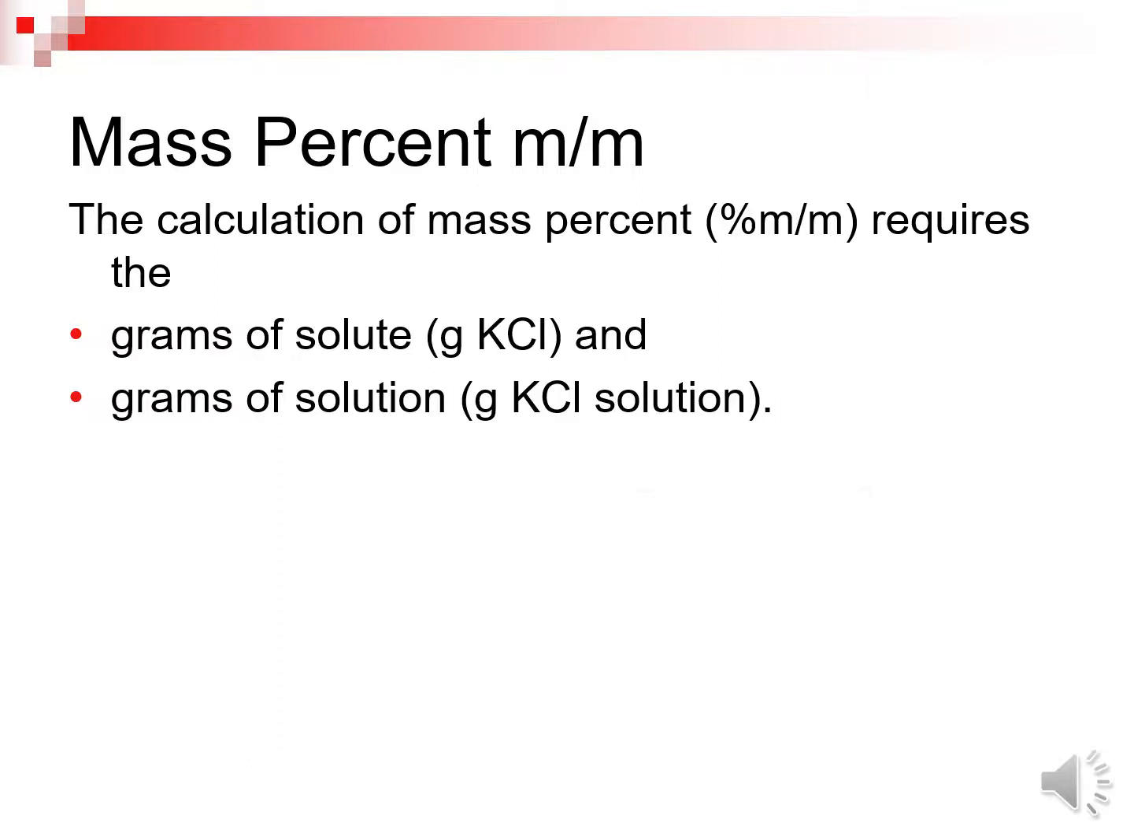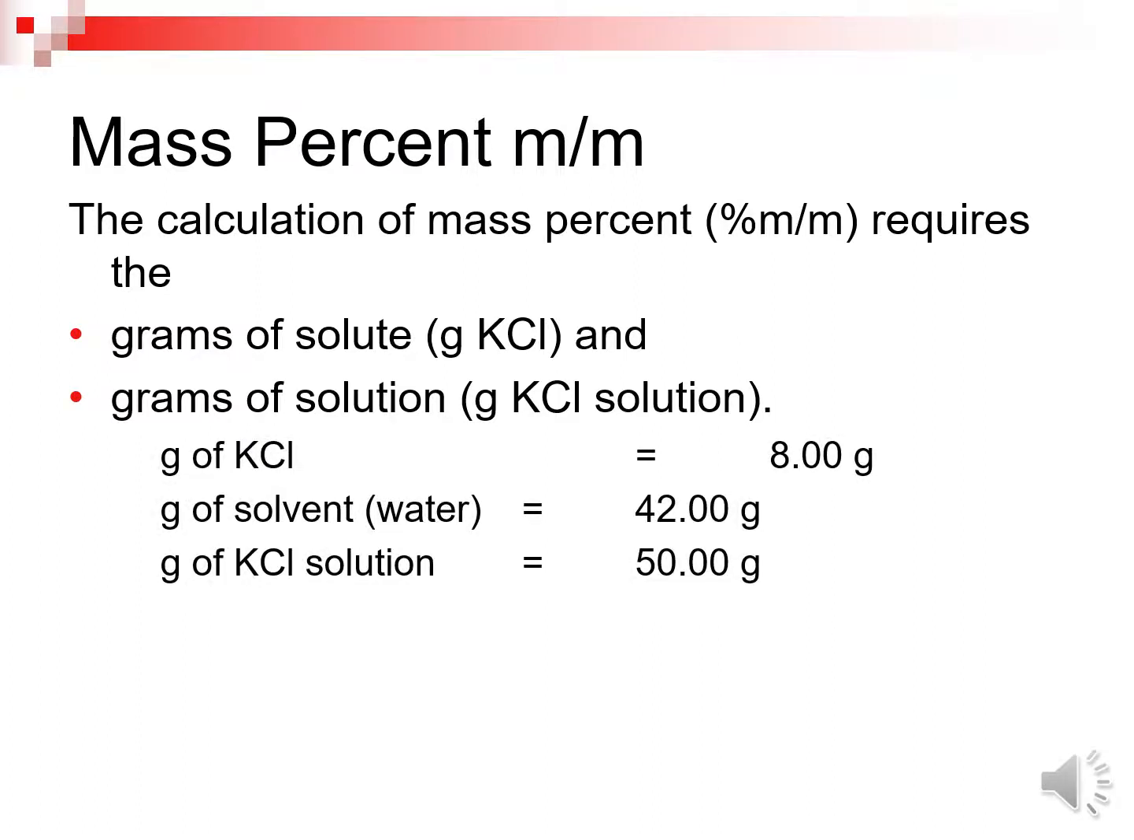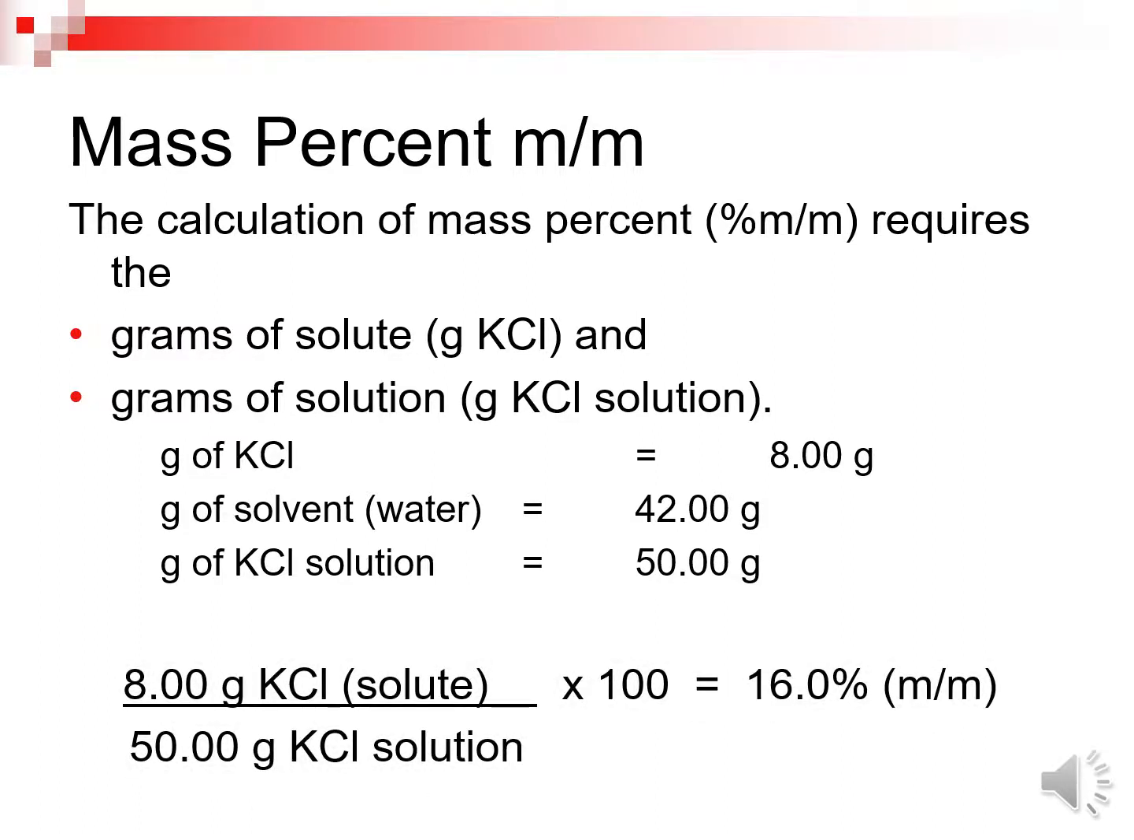So let's say we had a KCl solution. Let's say our KCl solution has 8 grams of KCl and 42 grams of water, giving us a total of 50 grams of solution. The mass percent would be 8 grams of KCl over 50 grams of KCl solution times 100, which calculates out to be 16% M over M.